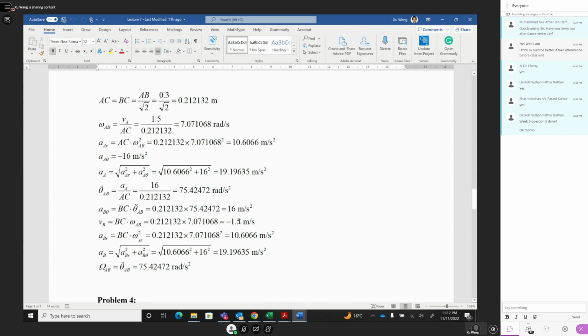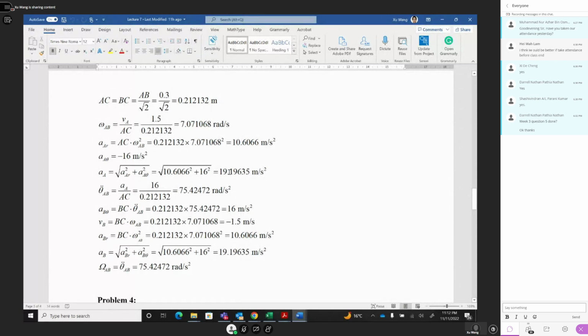Okay, you know this tangential velocity v square, and you should get the radial component is r omega square. This radial is 0.212, and omega AB we know before 7.7. Then you get the centripetal acceleration 10.66. This is the radial component. Okay, and then the tangential component is 16. So this square plus this square, root, you get 19.19. And this is the B direction acceleration.